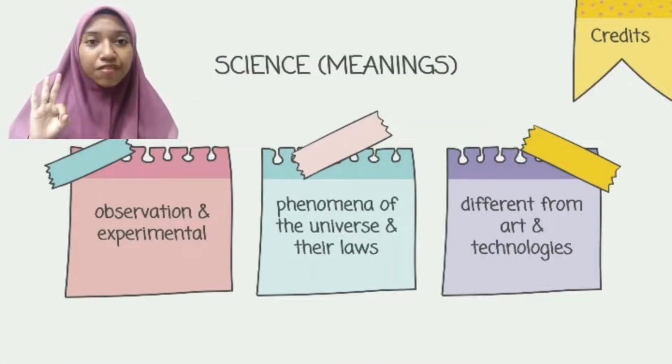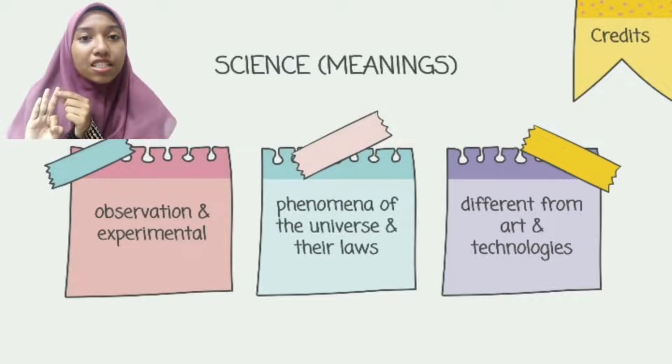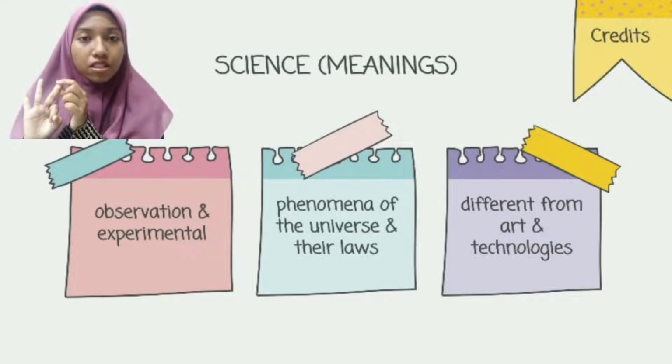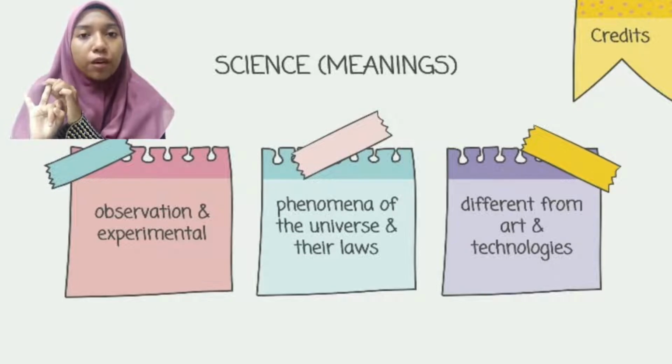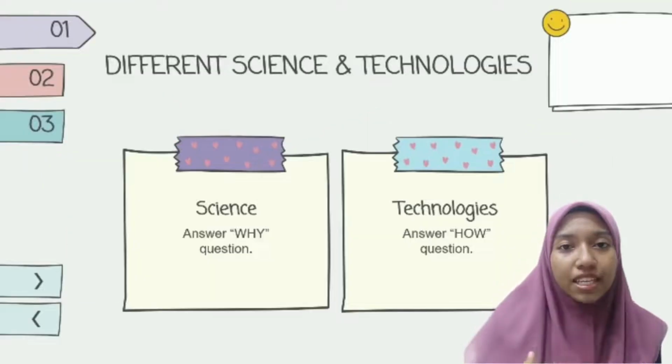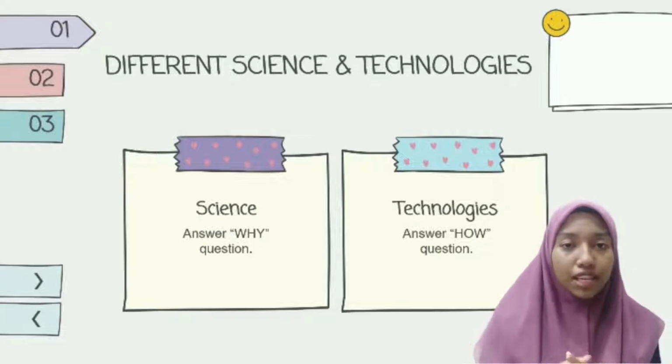There are three different meanings of science. First, science is knowledge that is based on observation and experiment. Second, it is knowledge dealing with the phenomena of the universe and their laws, and also knowledge that is different from art and technology. Next, we will see the difference between science and technology.